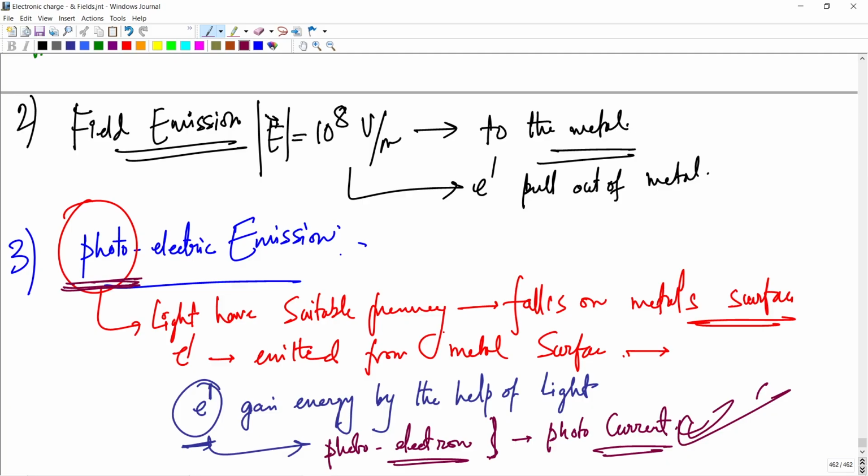That's the basic concept of the dual nature of radiation and matter. That's actually the basic idea. And in the next class we will discuss what the photoelectric effect is. That's a very important concept.